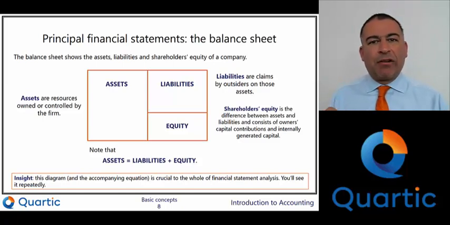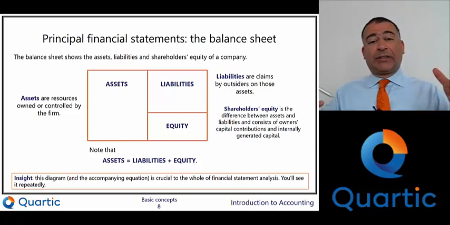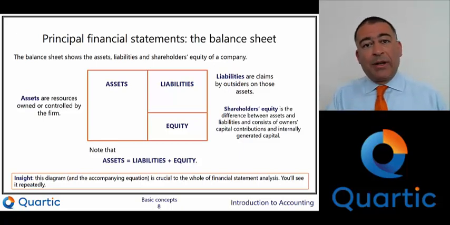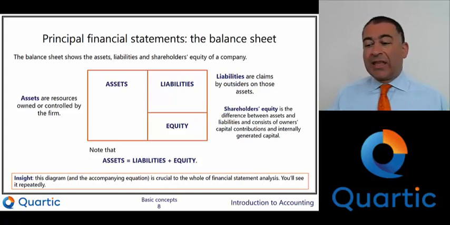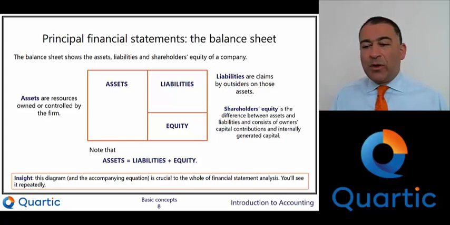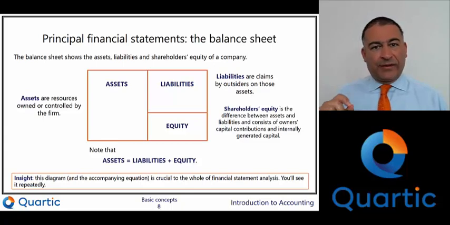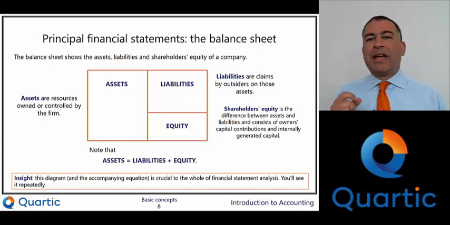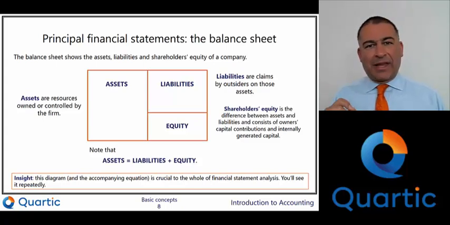Now, I said you will see different variations if you look at different accounts in the real world. You may, for example, see assets minus liabilities, and then the total of those assets minus liabilities is called net assets, and then that equals equity. So you can rearrange the equation, but it will always be one thing equals another thing. Now, we're going to be using this diagram a lot over this course, and as long as you learn accounting with Quartic, you will find that this little box, this matchstick diagram, comes up all over the place, and you'll find it's a very useful way of learning how the accounting works.